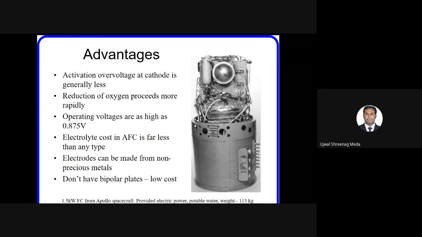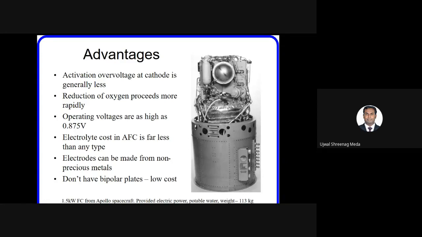Usually the electrode material will be different. That means anode material will be different from cathode material. So to accommodate a bipolar plate that has compatibility with both anode and cathode material makes it expensive. Such a bipolar plate is not present in alkaline fuel cell. That is again one more reason for low cost. So these are some of the advantages of alkaline fuel cell.